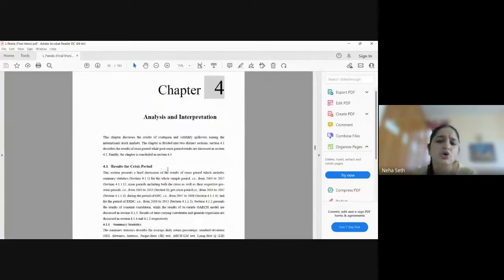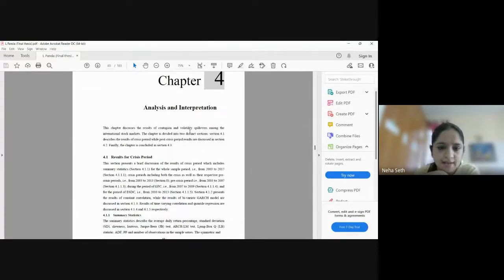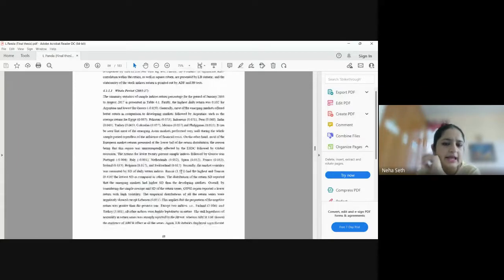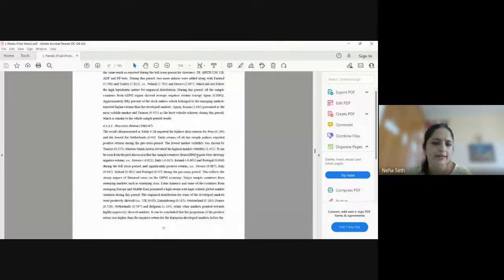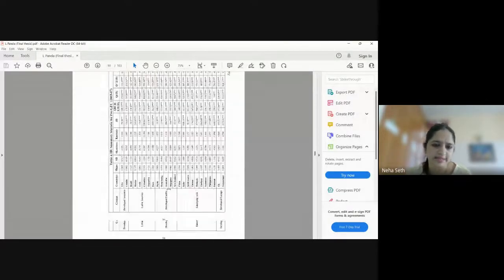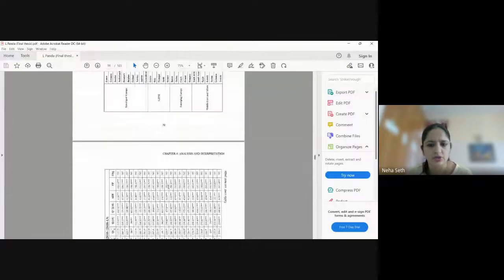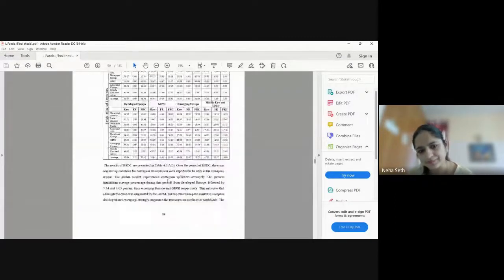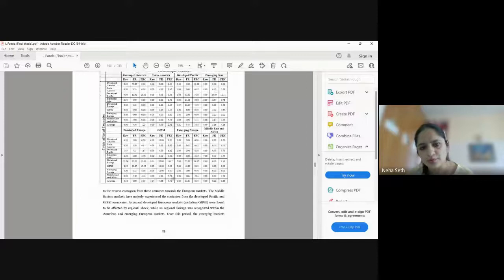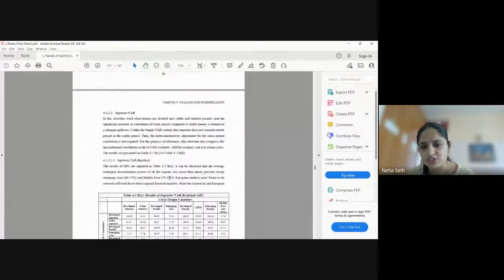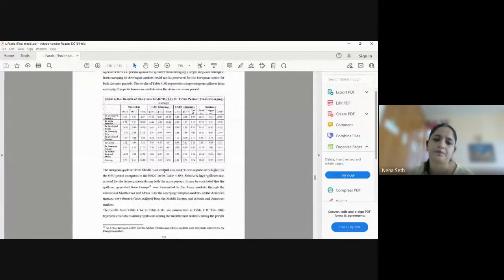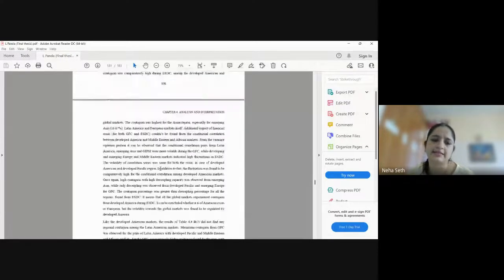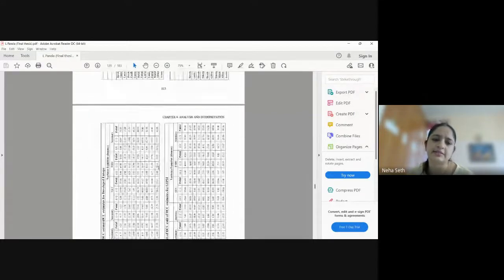Then the fourth chapter, which shows analysis and interpretation. As I mentioned, it can be segregated into two parts as well, but we have clubbed this chapter, and this is how he has presented his tables and given the explanation of these tables. I'm just quickly skipping this because I don't know for how many of you this is relevant. The purpose is just to show the structure. So basically, this is our results and interpretations.